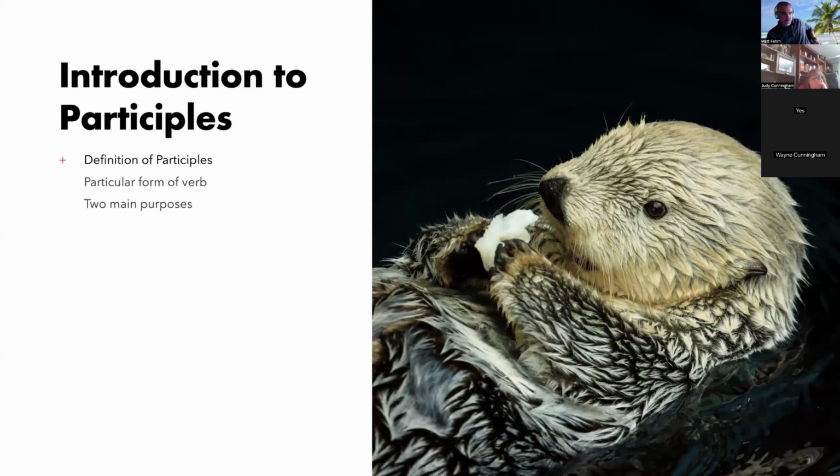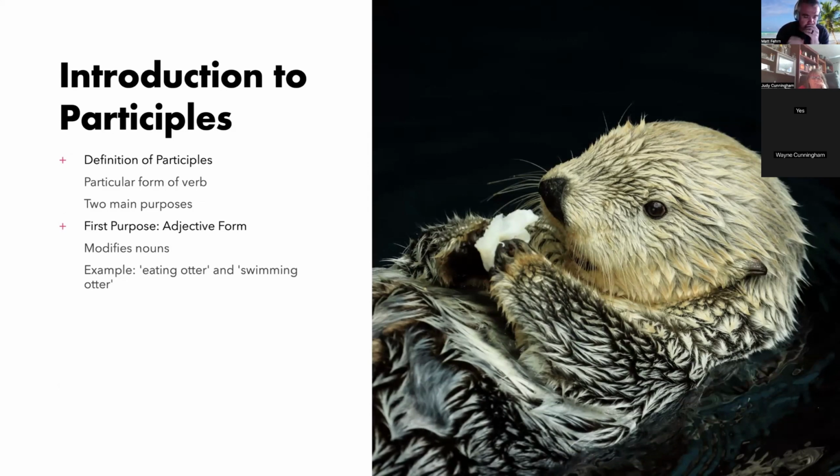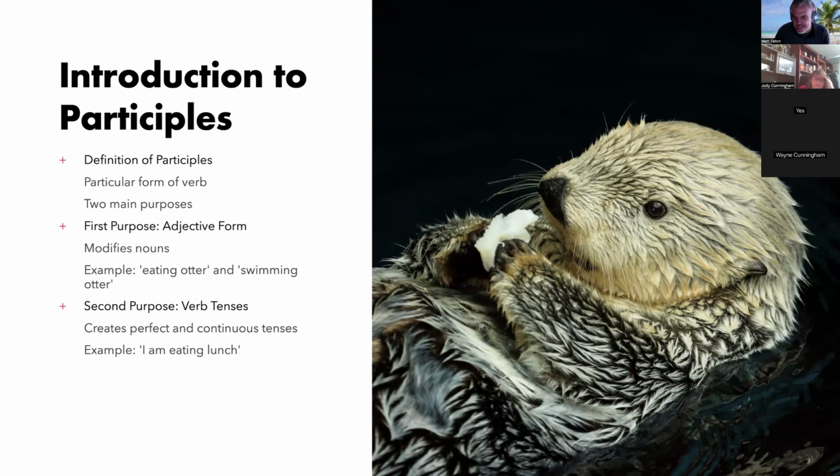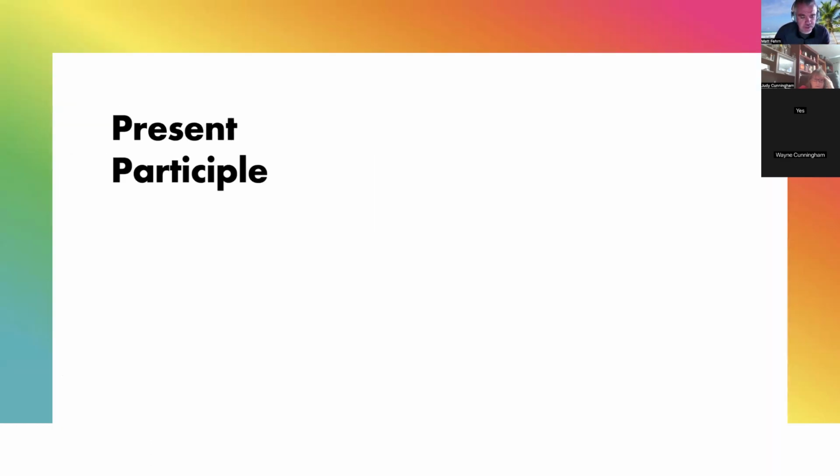So participles. This is another part of this. Participles are important. It's a particular form of a verb with two main purposes. It has an adjective form that modifies nouns, like eating otter or swimming otter, or verb tenses. It creates perfect and continuous tenses: I am eating lunch. You'll kind of recognize it by the ING. I know that's kind of a lousy way to find it, but generally, if it's an ING, it's a participle. And we'll go through the present, perfect, and past.